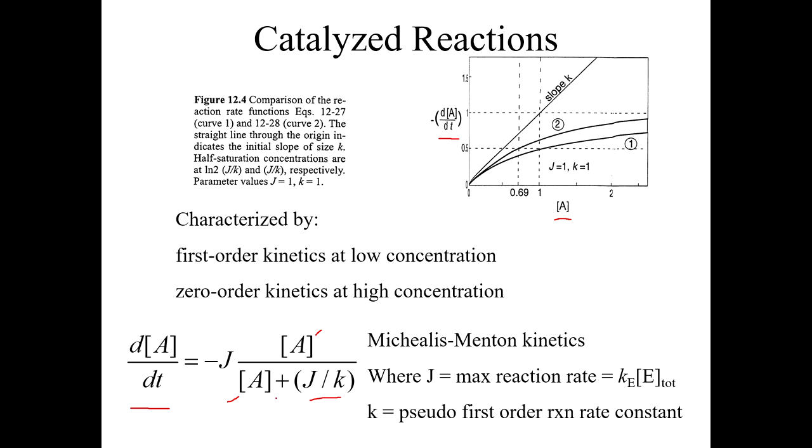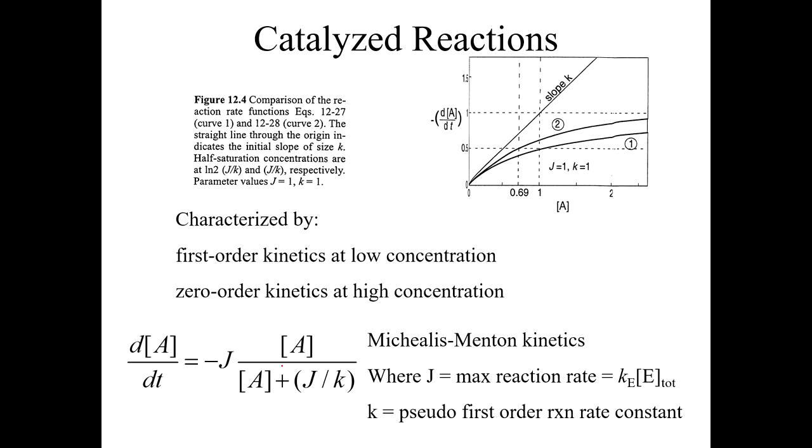So at low concentrations of A, when A is really small, this A is much less than this, so we could ignore it. And if we do that, then these J's cancel out. And dA/dt, this is in the denominator, so it flips over into the numerator. And dA/dt is equal to minus KA. So it just collapses onto pseudo first order reaction kinetics at low concentrations of A.